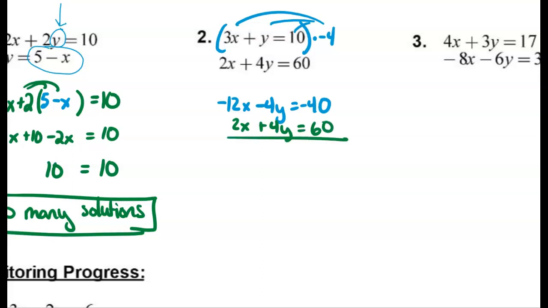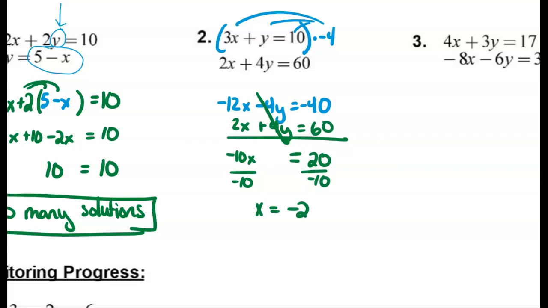Negative 12x plus 2x is negative 10x. Negative 4y plus 4y eliminates, it makes 0. Negative 40 plus 60 is 20. So you have negative 10x equals 20. You divide by negative 10, and you get x equals negative 2.